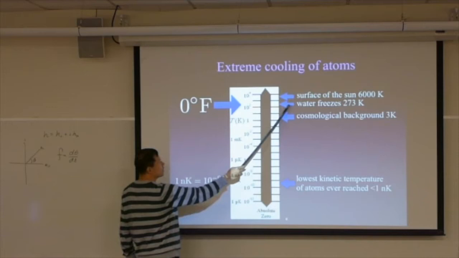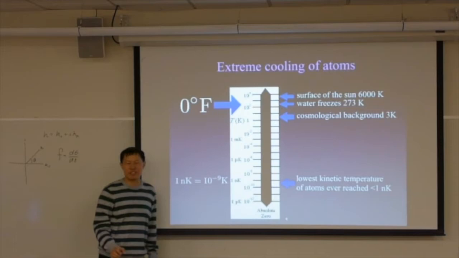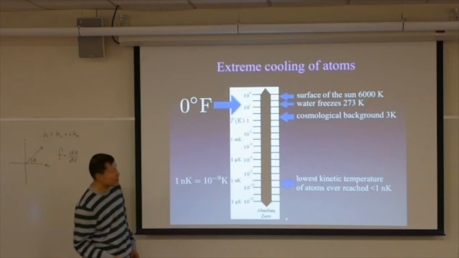And you know that the surface of the sun is much hotter. The surface of the sun is at a temperature of about 6,000 kelvins. But on the larger scale, these two temperatures are not that different. Okay.